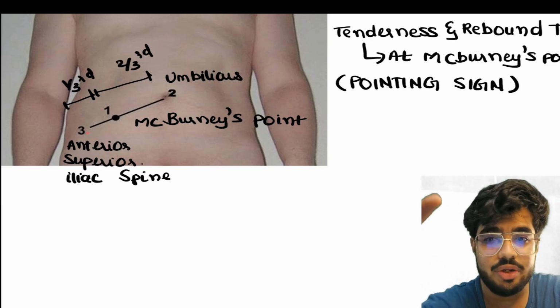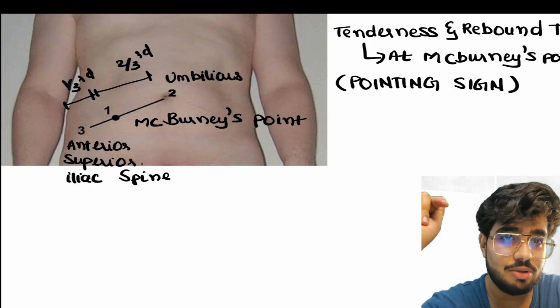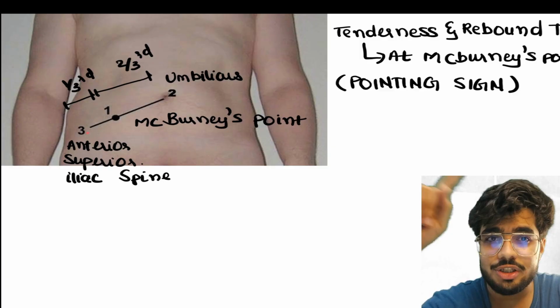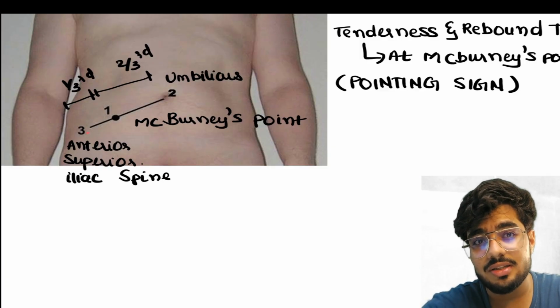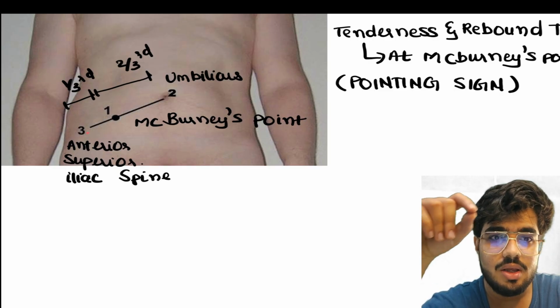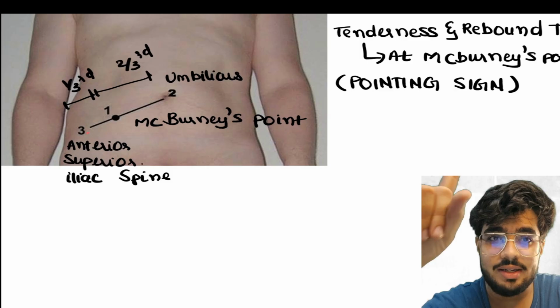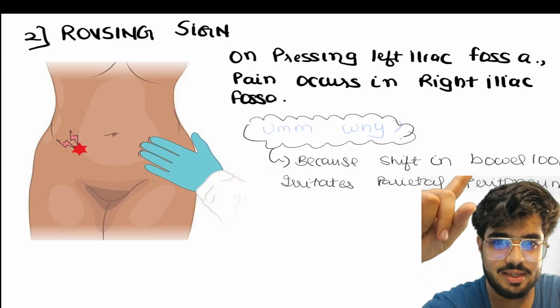So clinical signs we're going to evaluate. If you ask the patient to point out where exactly the pain is the most, he or she is going to point to McBurney's point. I already mentioned McBurney's point at the start of this lecture, and how we do its surface marking. At McBurney's point, we're going to find maximum tenderness and rebound tenderness. That is called the pointing sign.